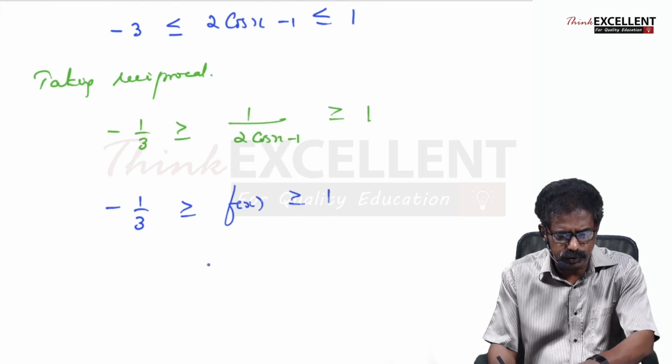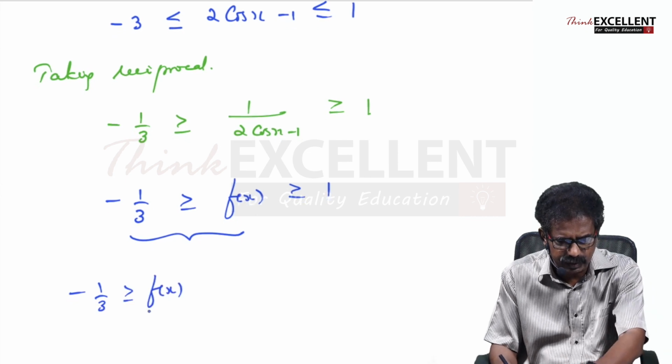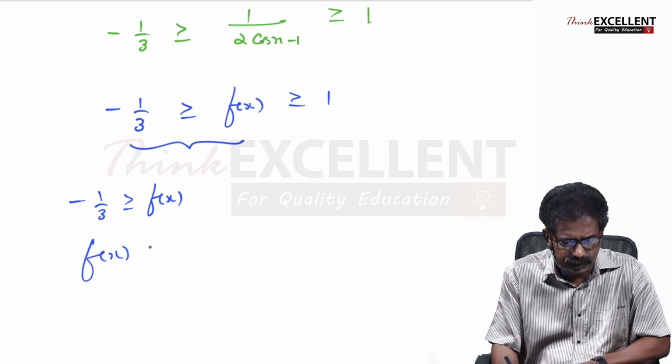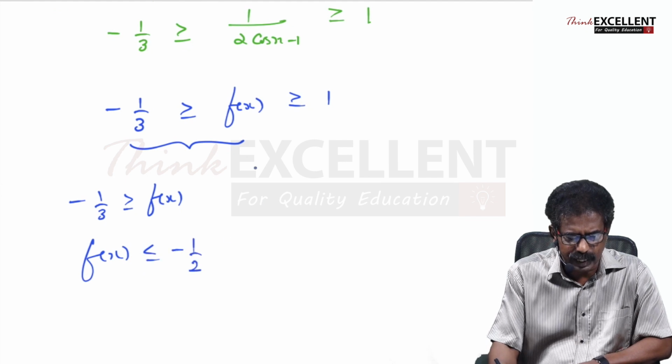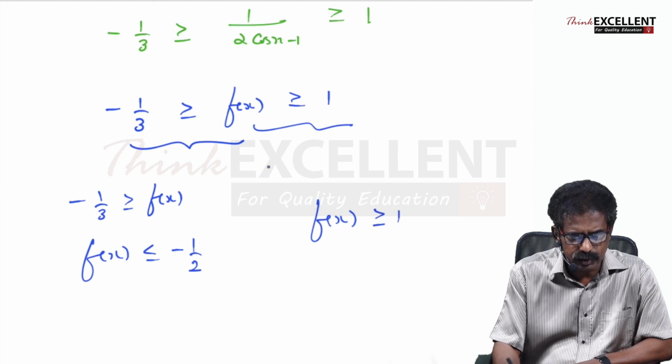So now we split into 2. This part, minus 1/3 greater than or equal to f(x). If you reverse and write, f(x) is less than or equal to minus 1/2. And the other one is this part, f(x) is greater than or equal to 1.